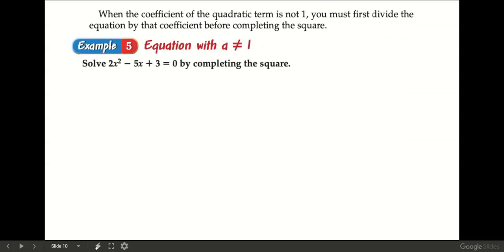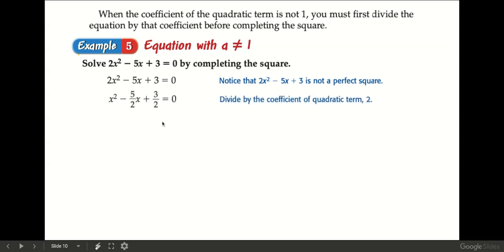So when the coefficient of the quadratic term is not 1, you must divide the equation by that coefficient before completing the square. So completing the square only really works if we have a coefficient of 1, right? It's got to be 1x squared, right? So here we have 2x squared. So we can get rid of that 2 by just dividing both sides of the equation by 2, right? So if we do that, then we get 1x squared minus 5 over 2x plus 3 over 2 equals 0. And so now we can go ahead and solve by completing the square.